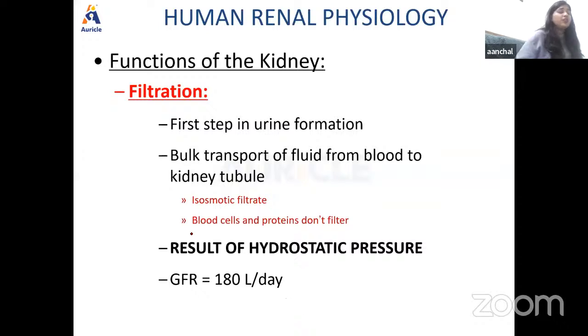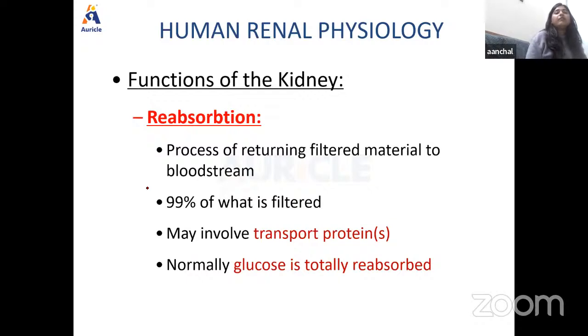Now the function. As we have discussed, filtration is the first step of urine formation. It is the bulk transport of fluid from blood to kidney tubule, and the result of hydrostatic pressure. As we know, the GFR is 180 liters per day, or 125 ml per minute. GFR is a very important topic, and we're going to learn it in detail in the class on urine formation.